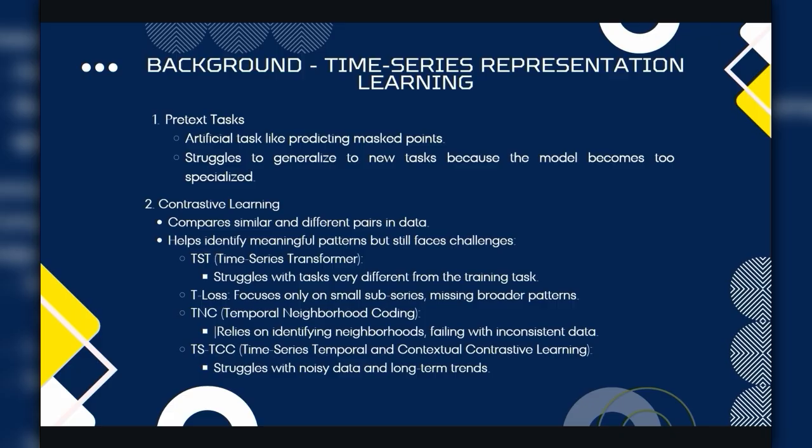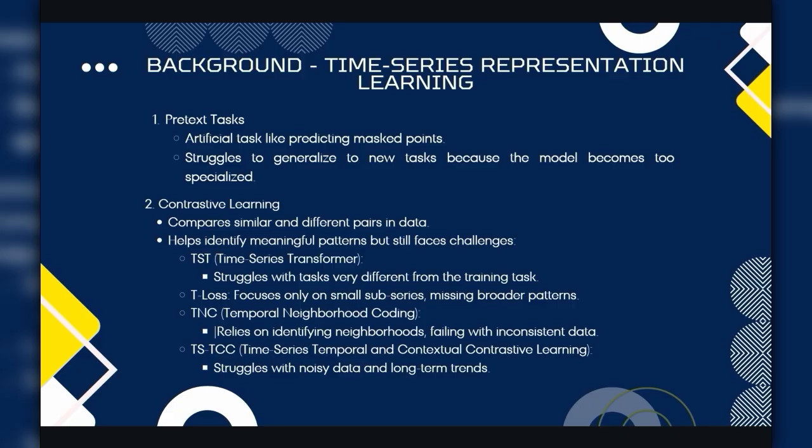Now let's come to contrastive learning. Here, we train the model to recognize pairs of data points that are similar and distinguish those that are different. Imagine two sections of a time series that follow similar patterns. These are treated as positive pairs. Meanwhile, points that are unrelated are treated as negative pairs. By learning to group similar data together, contrastive learning helps the model identify important features. However, this method still faces some limitations.